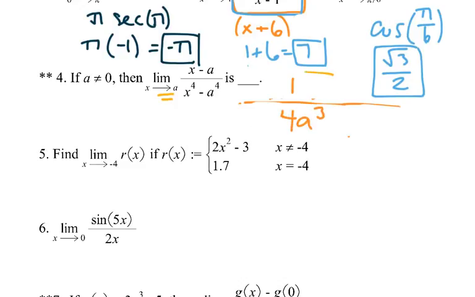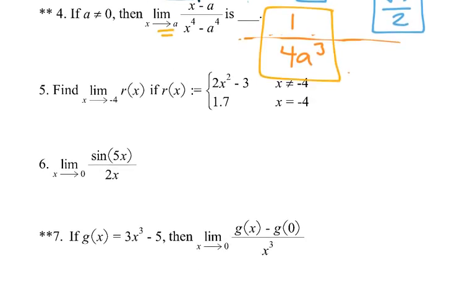And so our answer to this one is 1 over 4a cubed. Moving on to number 5, find the limit as x approaches negative 4 of r of x if r of x, and now we see a piecewise function. So I want you to visualize the graph of this. Remember, limits are so much easier to see or understand when we're thinking about the graphs.